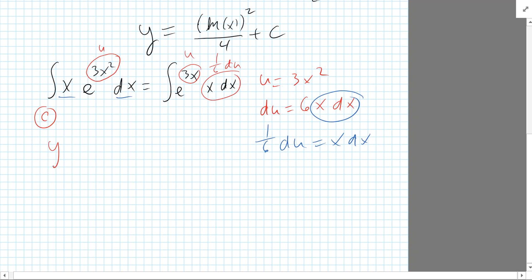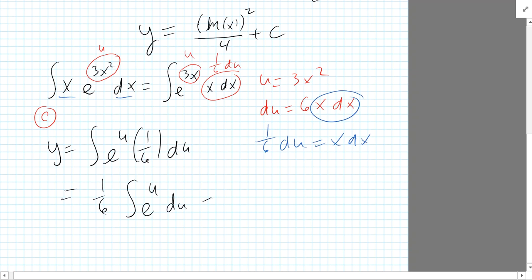So what is this going to equal? Y equals. So I'm going to integrate e to the u. I'm going to take out the x dx and I'm going to put in 1/6 du. Do I pull the 6 out in front? It's just a coefficient. 1/6. What is the integral of e to the u du? Did I just take something complicated and make it look really simple? That is the whole point of this method. And is it just a change on the coefficient? Did everybody see that?